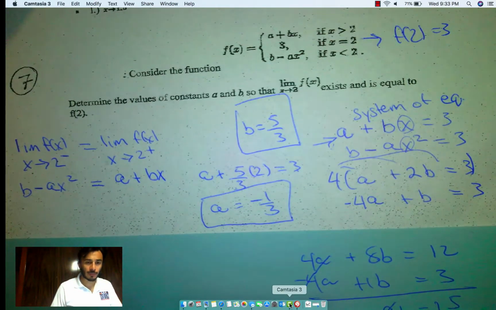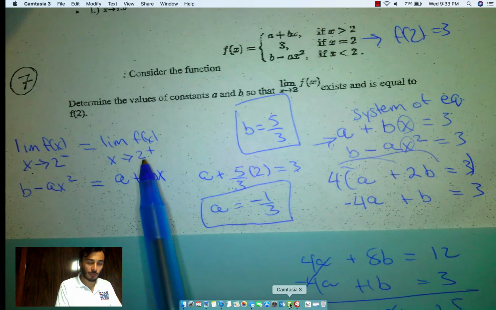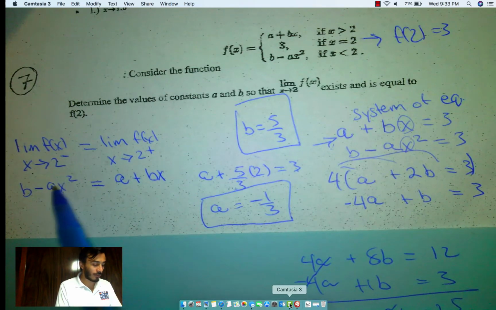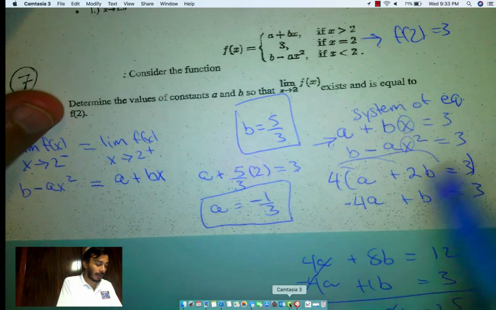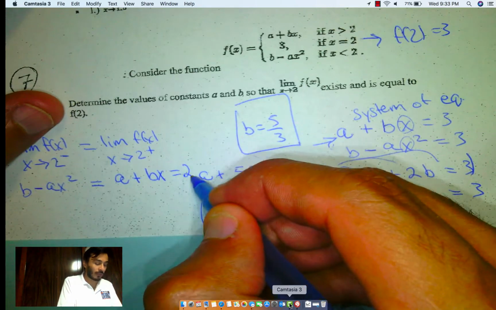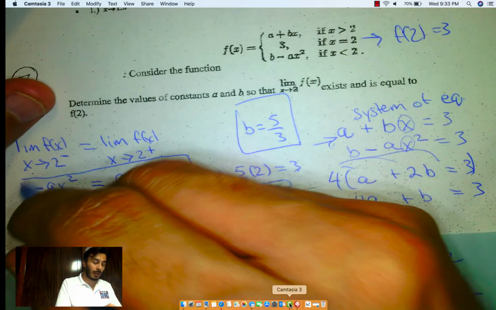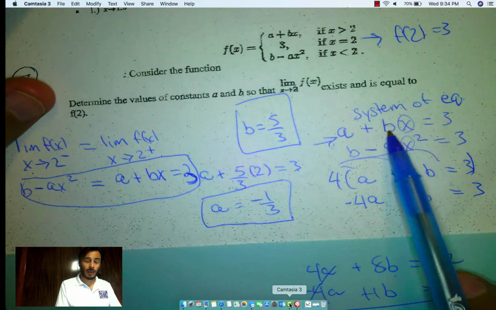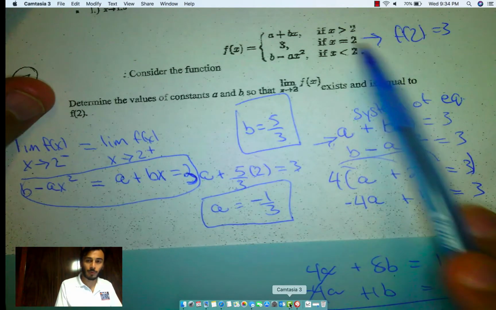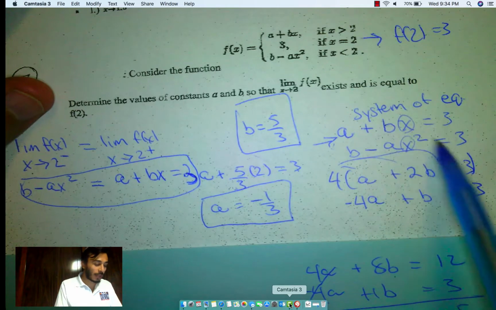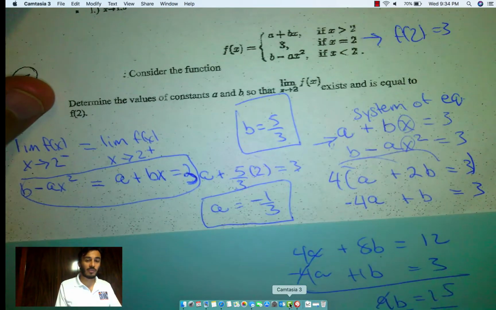To solve these types of problems, remember that the limit from the left must be equal to the limit from the right. These two limits must be equal to each other. In this case, they both must equal 3, because that's the height of the function that we want when x equals 2. So we get this system of equations. Then in that system, I substituted 2 for x, because that's the split point, which is where we're trying to join the two functions. So substitute 2 for x and take it from there. It's a system of equations that you have to solve.